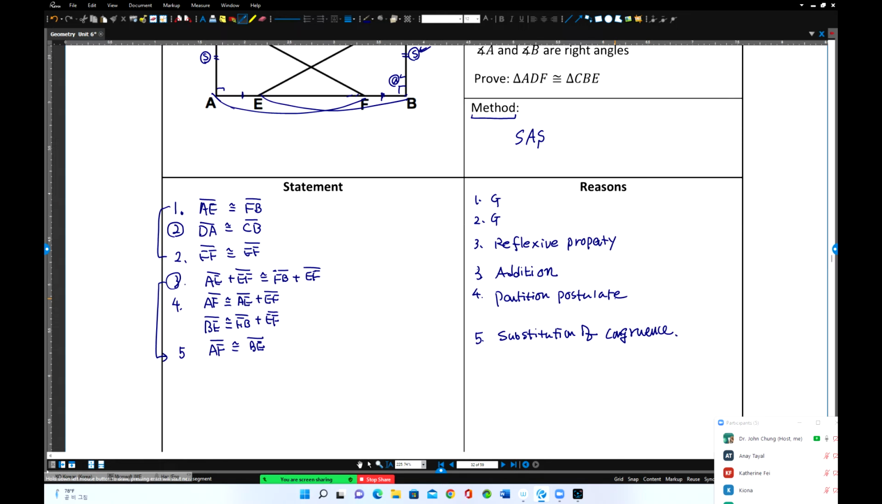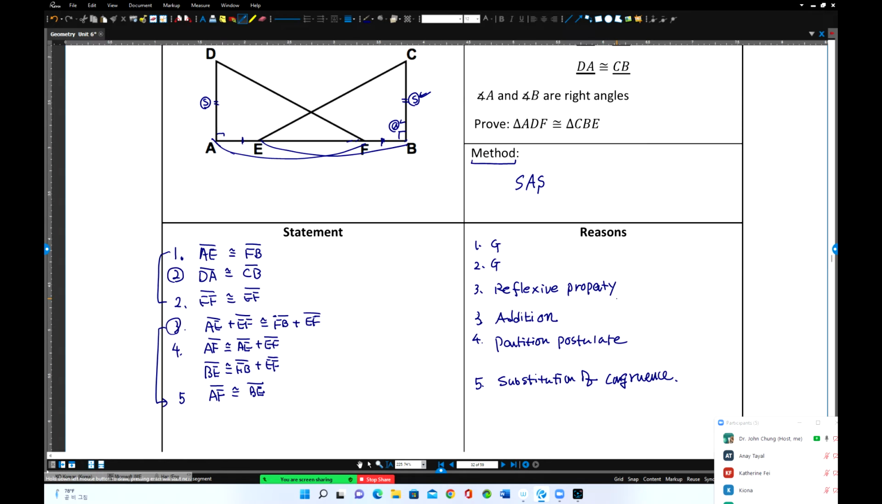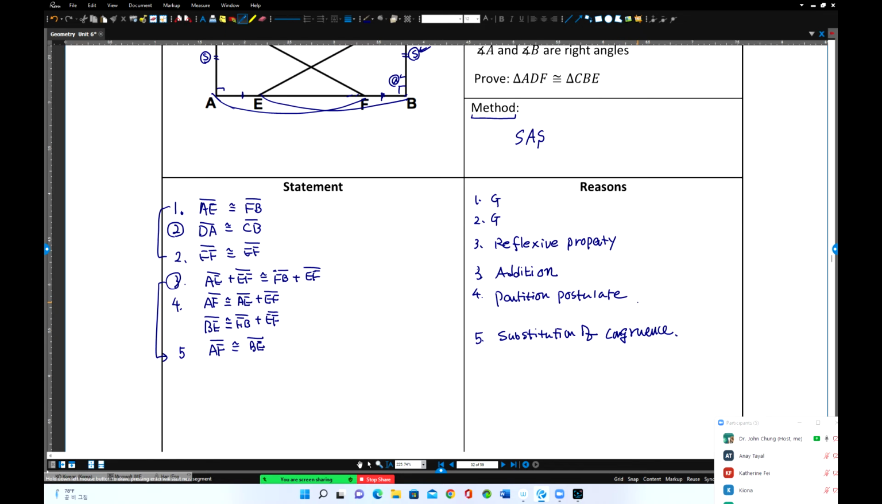Side, angle, side. Oh, not yet. The perpendicular, right? They said angle A and angle B are right angles. You better write that up there. This is 3, this is 4, this is 5, this is 6. I forgot to write the given over here. 7 is also given: angle A and angle B are right angles. They said right angles already, not perpendicular.